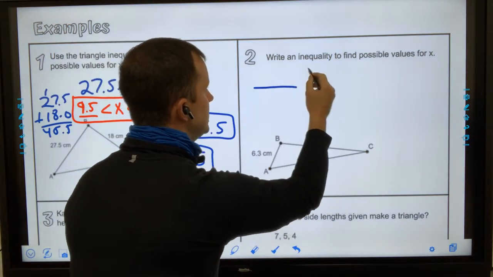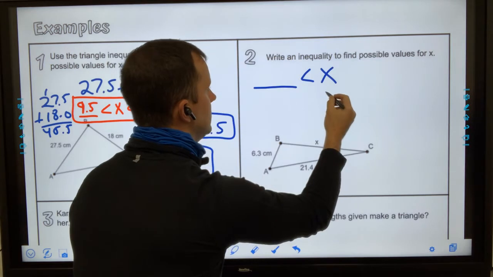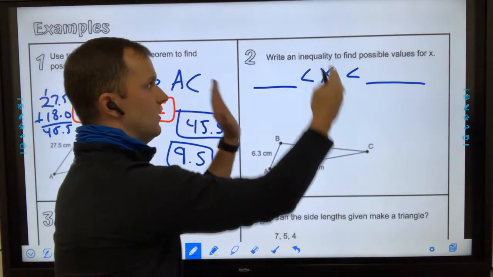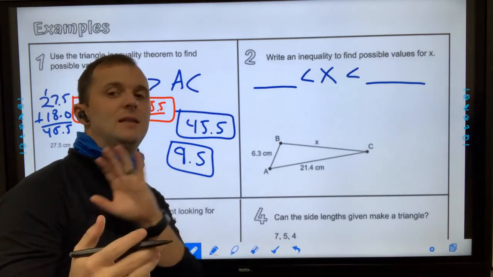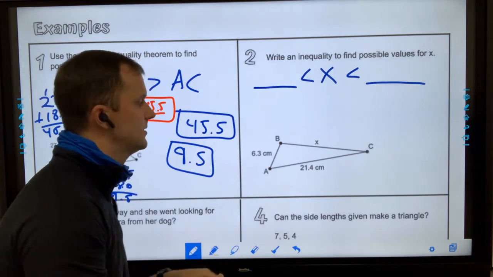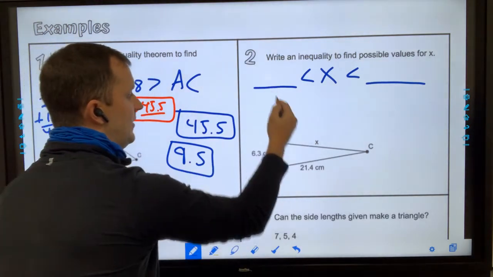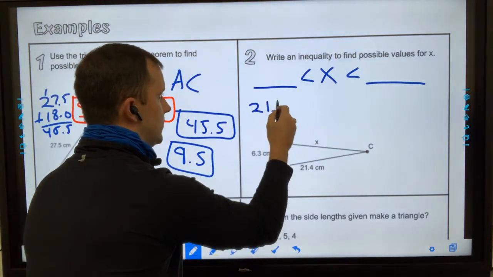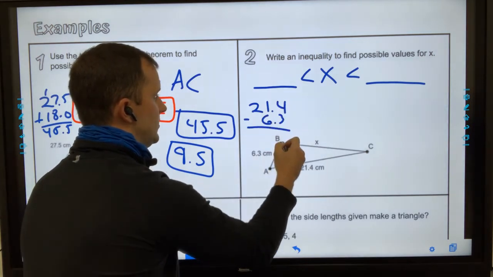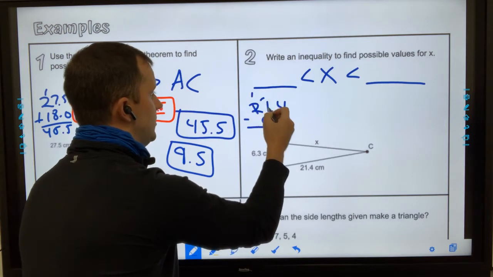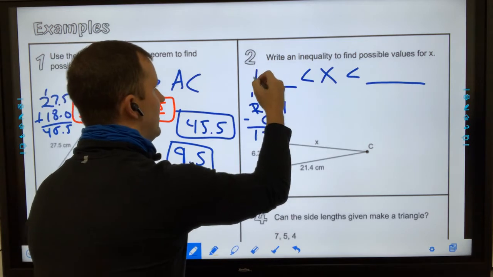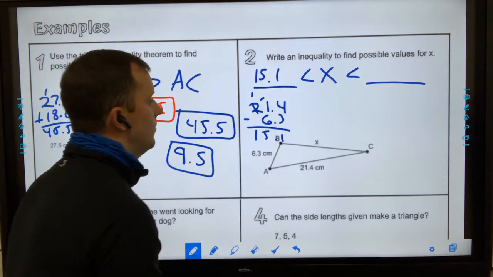So the lowest value is going to be less than x, and then x is going to be less than whatever the greatest value is. So in between those values is going to be the least and the most that it's in between on those two sides. So basically, to find the least value, I'm going to subtract the two. So 21.4 minus 6.3. 4 minus 3 is 1. Take away from the 2, this would be 5. And then 15.1.